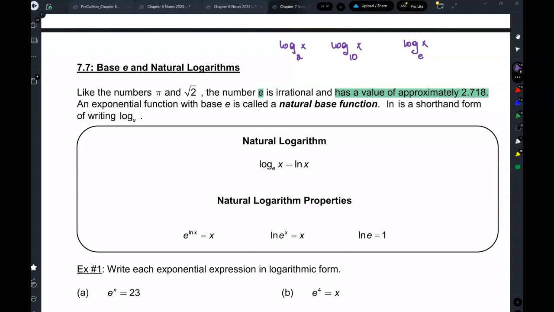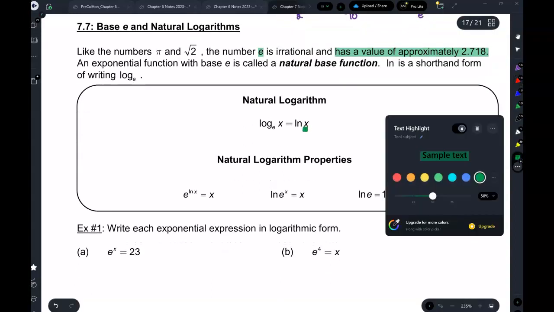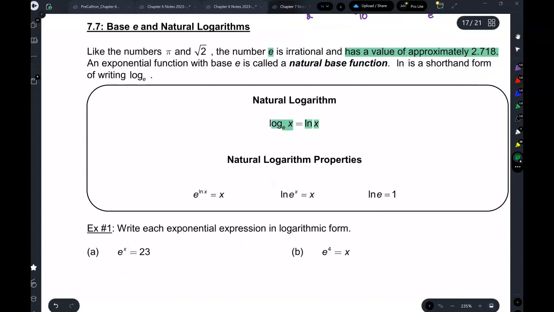So much so that when you have log base e of x, we abbreviate it and write it as ln of x. So log base e just gets abbreviated to ln. Why ln? Because this is called the natural logarithm, but in French, logarithme naturel. So ln, natural logarithm. And that ln is our favorite thing in the world starting today, okay? So ln of x is just log base e of x.